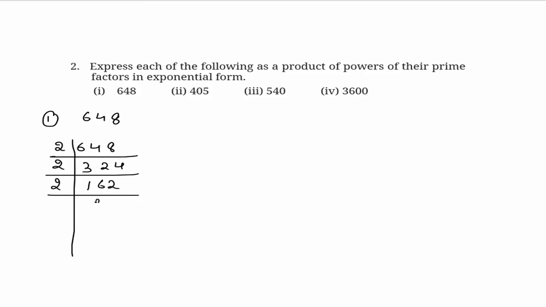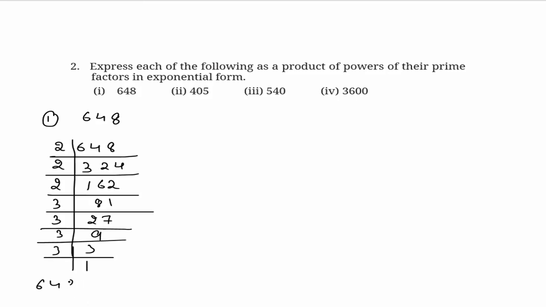Next is 2 times 81. Now 81 is an odd number. So it won't come in the table of 2. So my next prime number is 3. So 3 times 27. 81 is divisible by 3. Now 27 also comes in the table of 3. So 3 times 9. Then 3 times 3. And then 3 times 1. So my factorization is over.